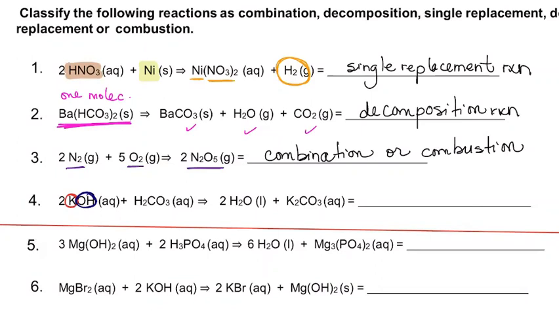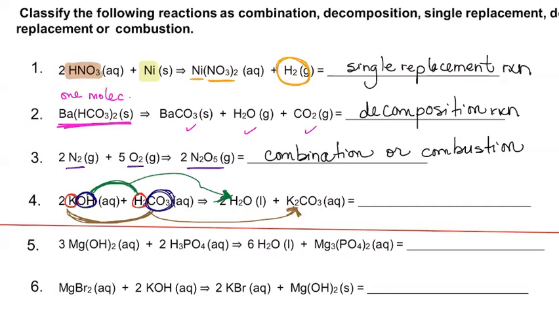Okay, so as you can see, we have a cation and an anion. And even though H2CO3 is technically a molecular compound, when you put it in water, it actually behaves like ions. So we can visualize that maybe this hydrogen is a cation and this is going to be an anion. Let's look at this. When H and OH come together, they make water. When K and CO3 come together, they make K2CO3.